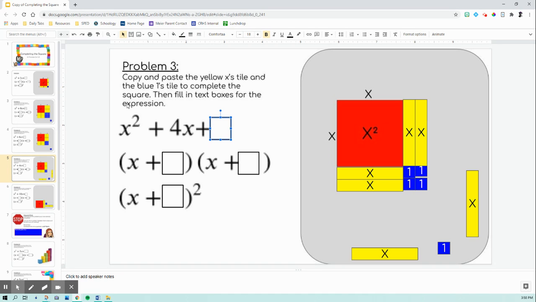So we have our 1 red x squared, our 4 yellow x's, and then we have 4 blue ones tiles. Now we have to figure out our dimensions. We have x, and then going across the top of these 2 yellow ones, we only have the length of 2. So we would have x plus 2 across the top, and we have the same thing going down the side, x and then plus another 2. Which again, we can rewrite as one factor, x plus 2 squared.